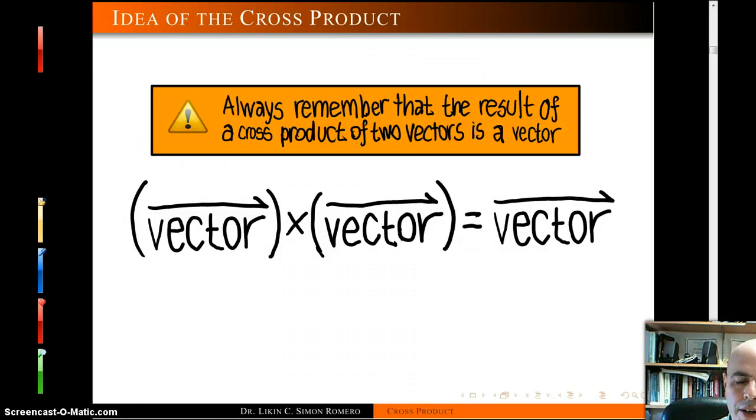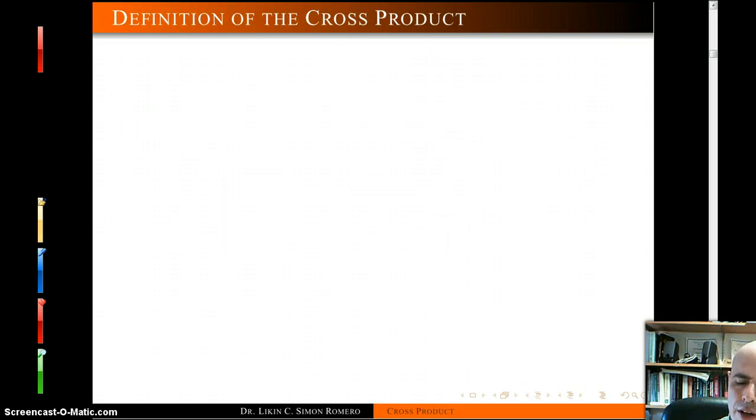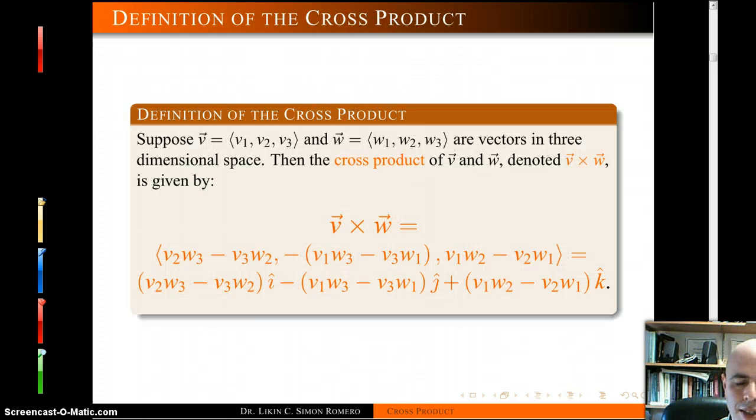So always remember, the result of a cross product of two vectors is a vector. So a vector cross a vector is a vector. The definition of the cross product is going to be this. Given the components of the two vectors, the cross product is going to be this vector that we have like that, or in i, j, k notation, this is the one. This is the way that you will obtain the cross product.